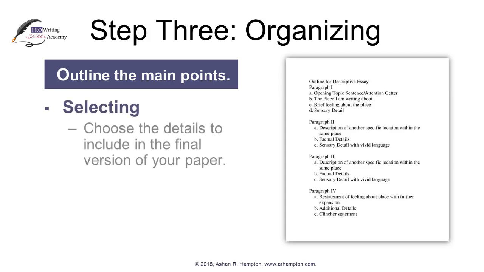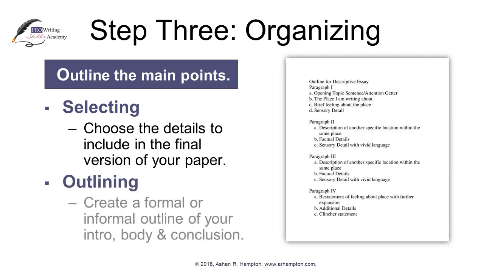So, step three of the writing process is organizing. You want to outline the main points of your writing project. That means you will select, choose the details to include in the final version of your paper. Outlining is when you create a formal or informal outline of your intro, body, and conclusion.